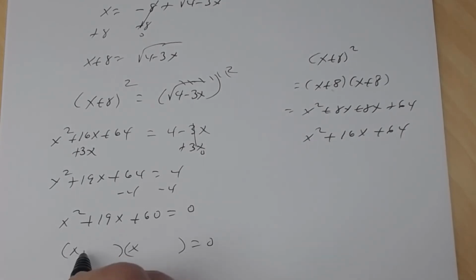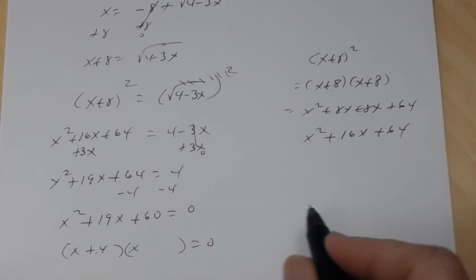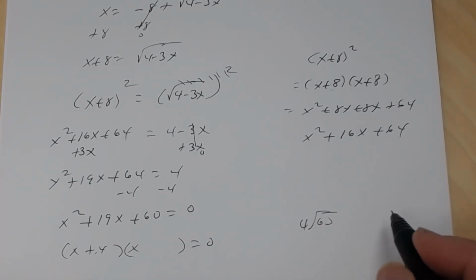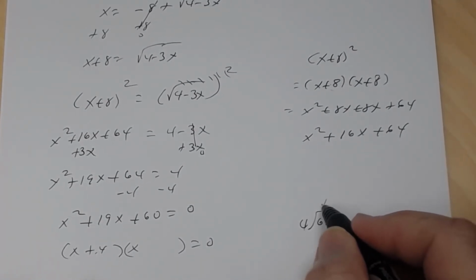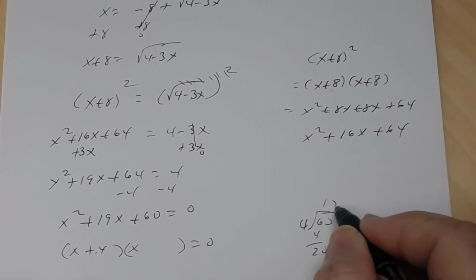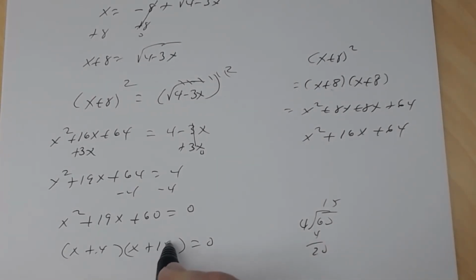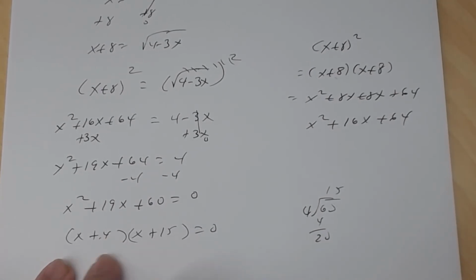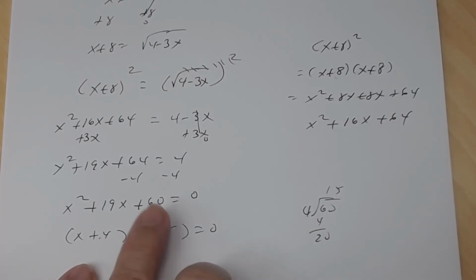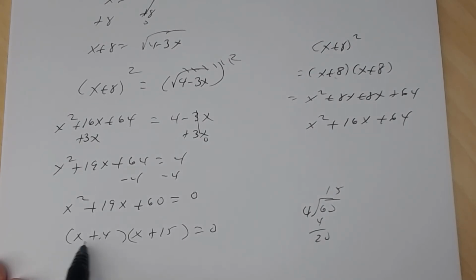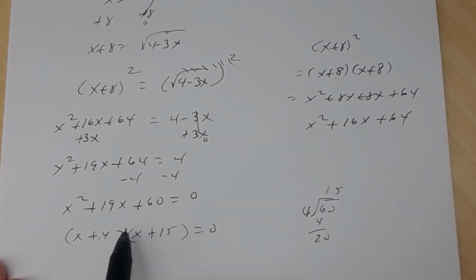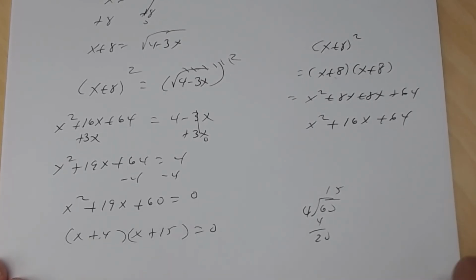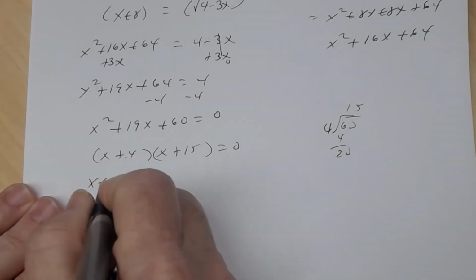What's going to work, I think, will be x plus 4 times x plus 15. I don't have my calculator with me, so I'm going to do this the long way. That should work, because notice the outer is 15x, the inner is 4x, and when I combine them, I get 19x, and 4 times 15 is 60. All right, so I factored this quadratic equation, and so I'm going to use the zero factor property. I'm going to set each factor equal to 0.